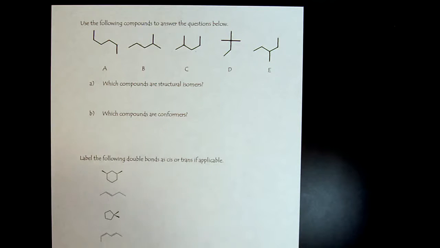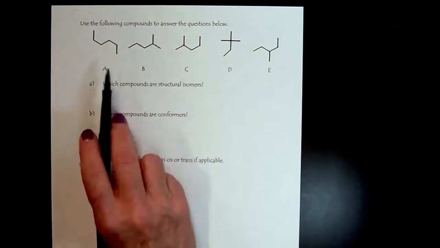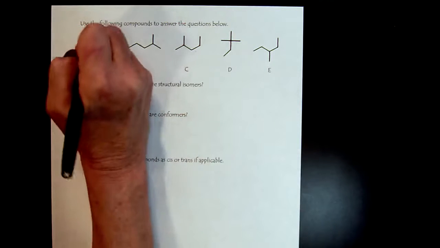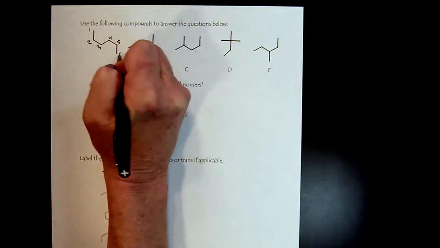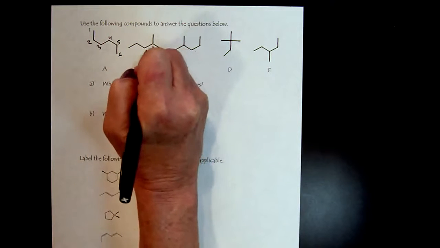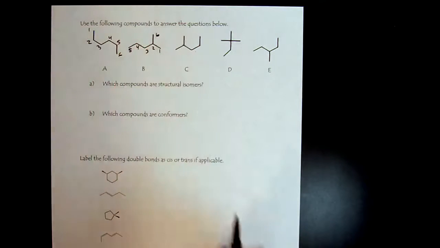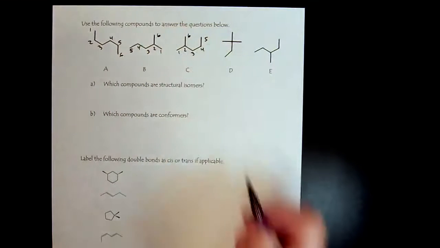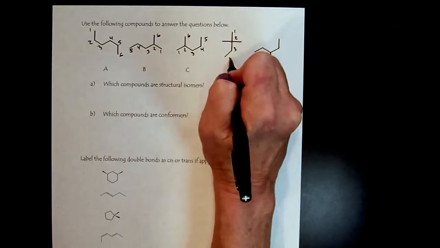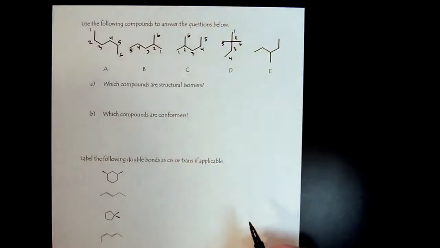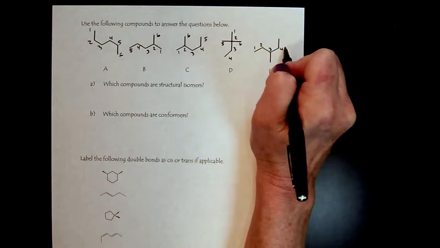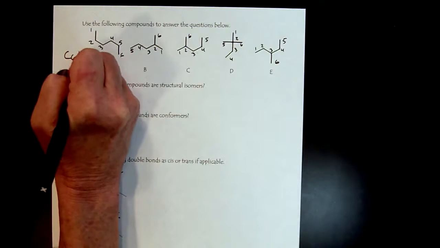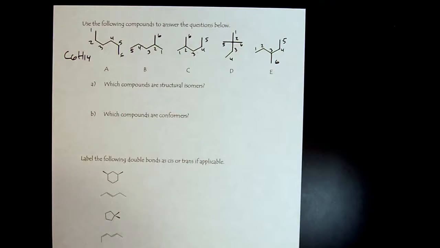All right, let's see how you did. Okay, so if we look at A through E, and we start counting the carbons. Okay, 6 there, 6 there, another 6, another 6 there as well. Okay, so all of these compounds are C6H14. They all have the same chemical formula.